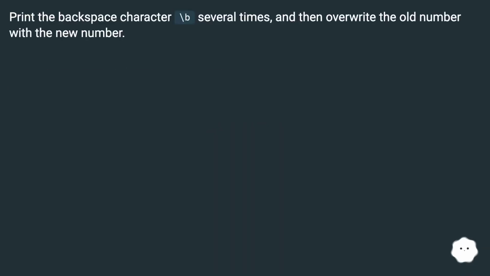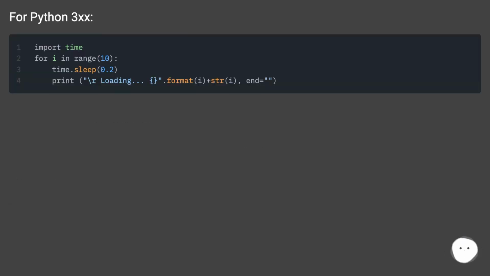Print the backspace character \b several times, and then overwrite the old number with the new number. For Python 3.x.